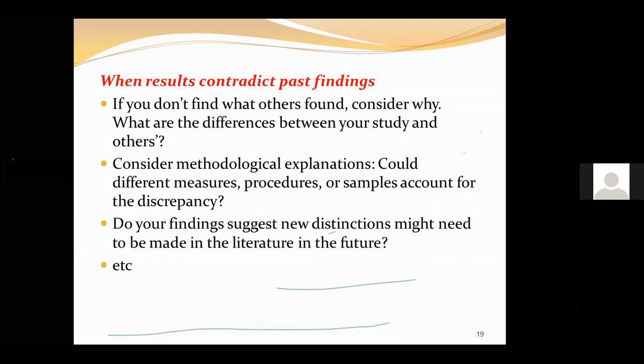Consider methodological explanations. Could different measures, procedures, or samples account for the discrepancy? These are the questions that should run in your mind, and you should look for answers. Discuss what your failure to replicate other results says about the limitation to the generalizability of your findings. Okay? Do your findings suggest new distinctions that may need to be made in the literature in future?